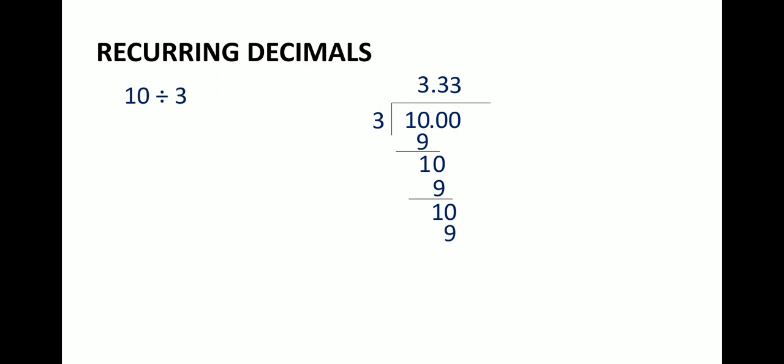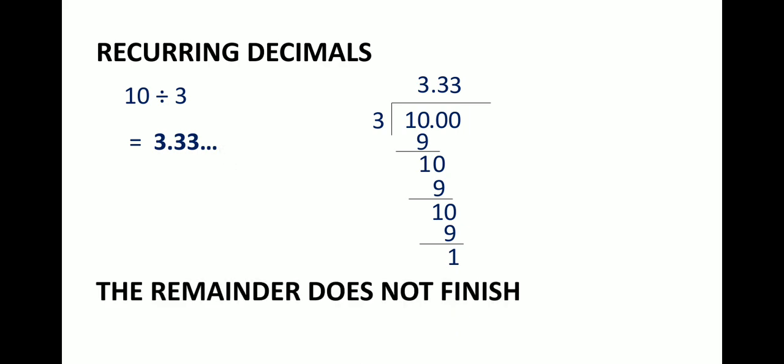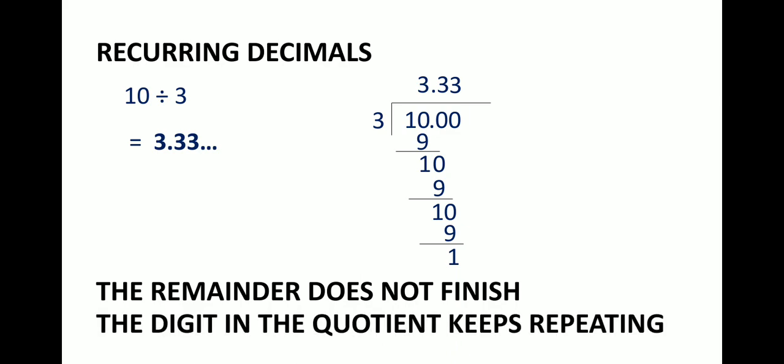and this process continues. Okay, you will keep on getting the remainder equal to 1, and the quotient continues to be 3.3333. Okay, so here we can see that the quotient repeats the same number again and again. So it reoccurs again and again. Here the remainder does not finish and the digit in the quotient keeps repeating. So this kind of decimal is called recurring decimal.